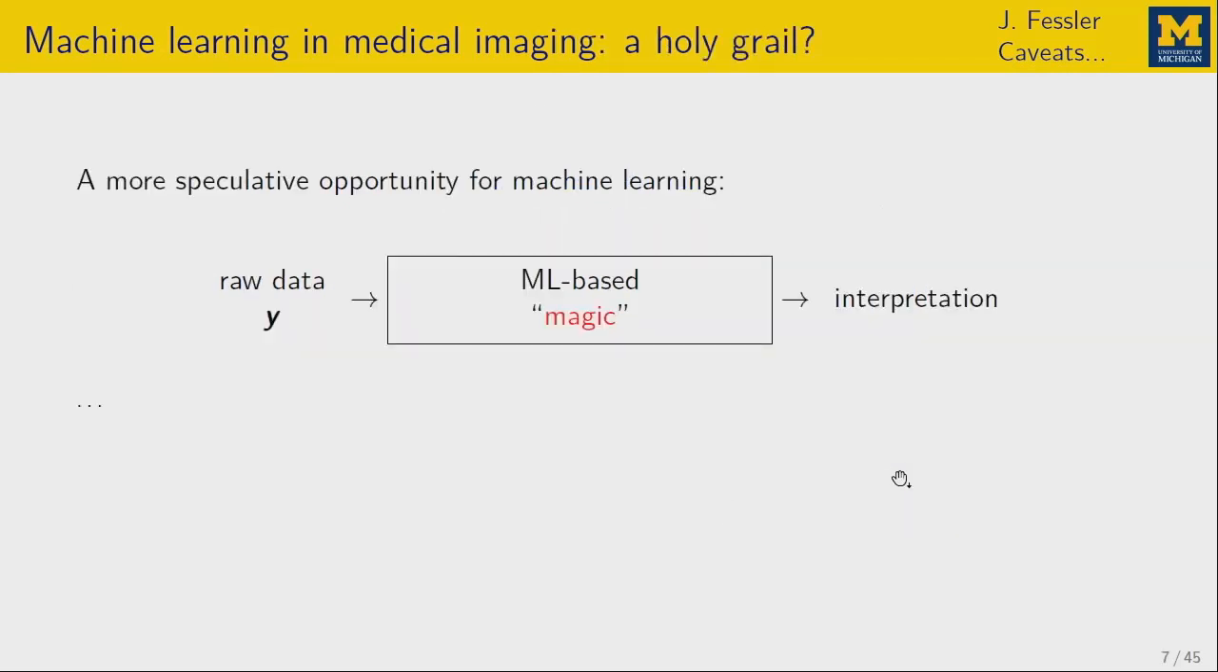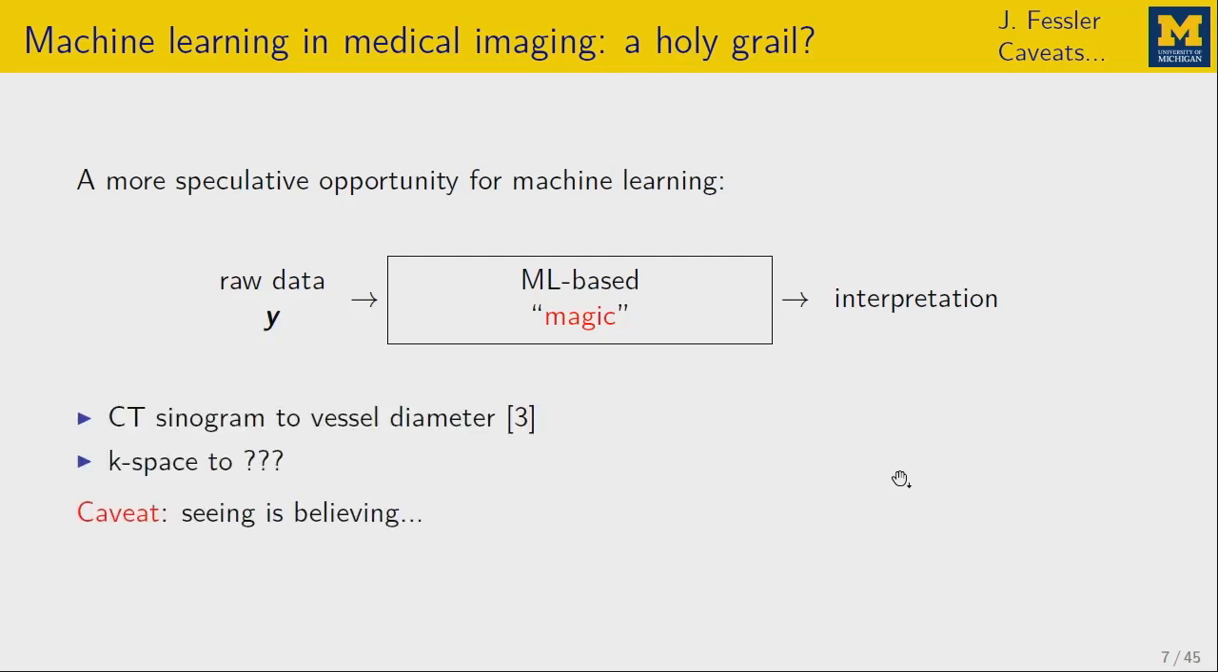A more speculative opportunity for machine learning that was already alluded to in the first talk by Dr. Erickson this morning is trying to go directly from the raw data, through some sort of magic machine learning method, to interpretation. When I first started preparing this talk, I thought I would say, well, as far as I know, nobody's doing this yet, but a couple weeks ago I was at a CT conference where researchers from GE were extracting vessel diameters directly from CT sinograms, in some preliminary work. I haven't read arXiv in the last few hours, so for all I know, somebody's already going directly from k-space to some kind of interpretation. Maybe there are even abstracts here at ISMRM that I haven't seen yet.